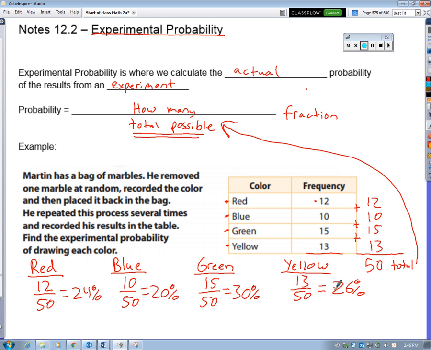So what can we say about that? What conclusion do we have about this experiment? Well, because all of them had about the same probability, about the same percentage, we can guess that there's likely the same amount of each marble in the bag.